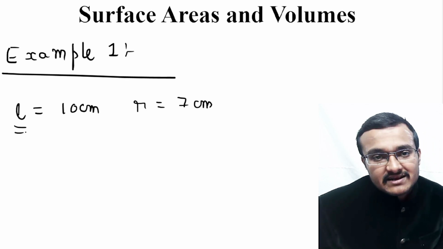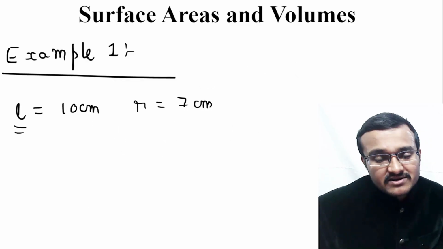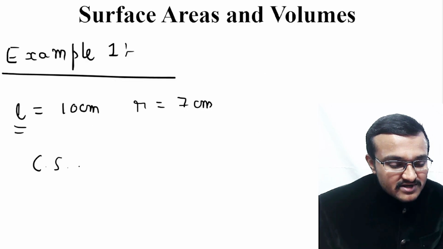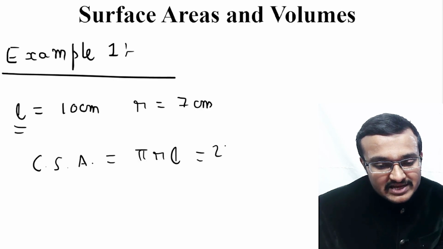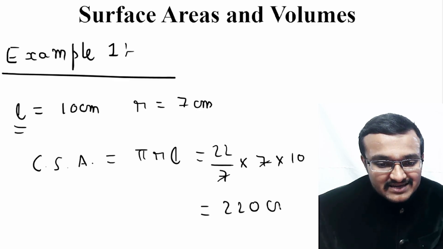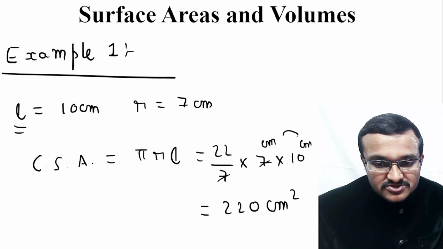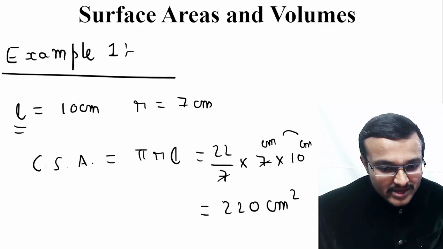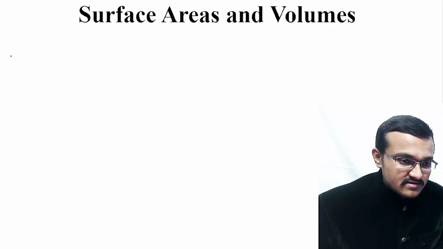Directly they have given l, so no need to calculate l. Here no need to use this formula because they have already given l. Now you have to find the curved surface area of this right circular cone. That is pi rl. Pi value is 22 by 7. What is r? r is 7 centimeter. l is 10 centimeter. Here 7 and 7 get cancelled with each other. So 220 centimeter square. Why centimeter square? Because this is 7 centimeter and this is 10 centimeter, so centimeter into centimeter will be centimeter square. So 220 centimeter square is the curved surface area of this right circular cone.